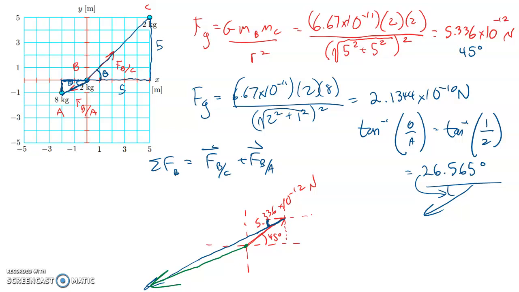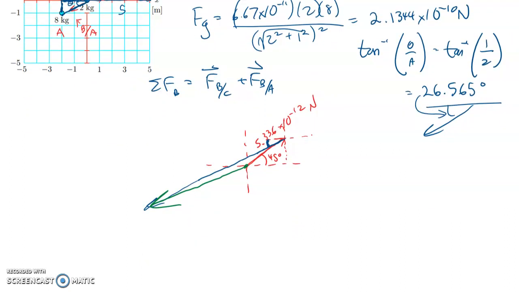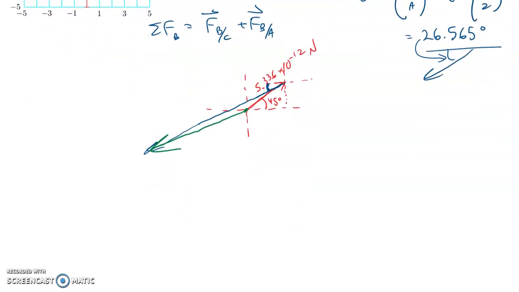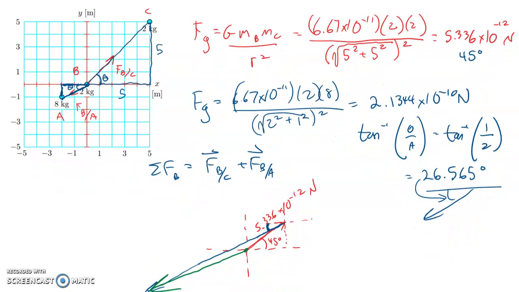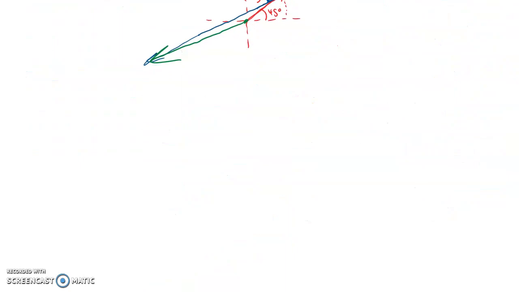Okay, so let's get to the nitty-gritty of how to add these two together. The only way to add two vectors together is either if they're collinear or perpendicular. So we're going to have to find the x and y components of each of these vectors. Let's do that individually here. Let's start with this one here. Let's start with the force on B by C, 5.336 times 10 to the negative 12 at 45 degrees.